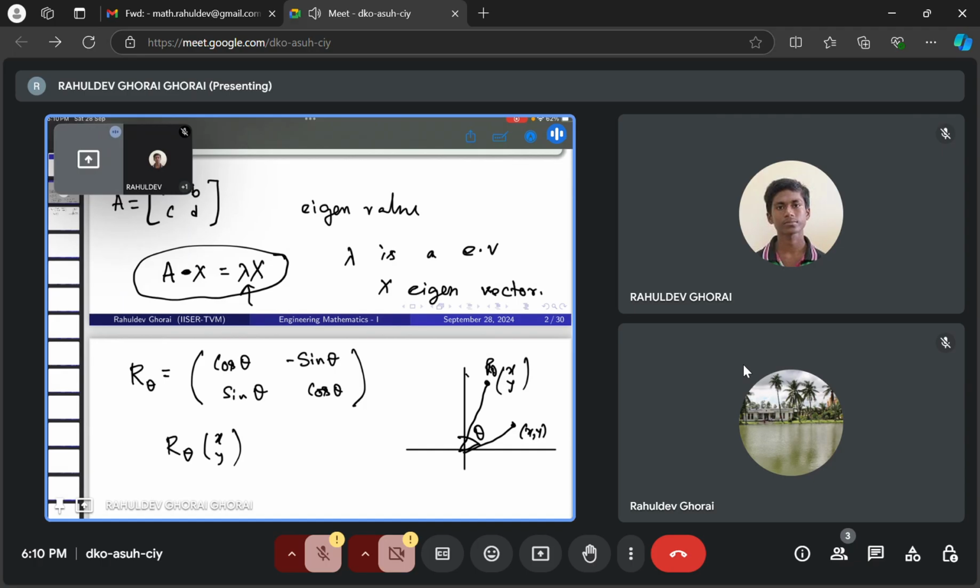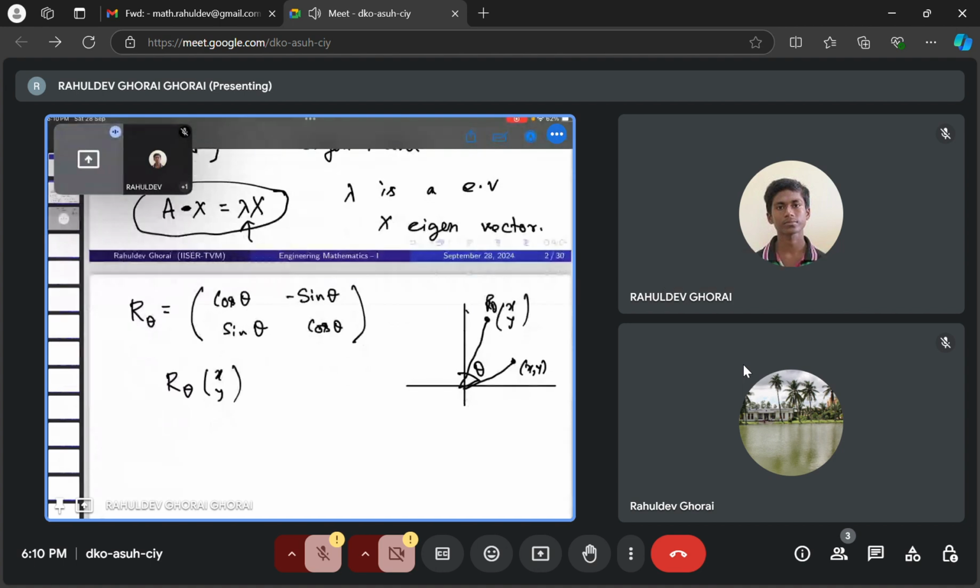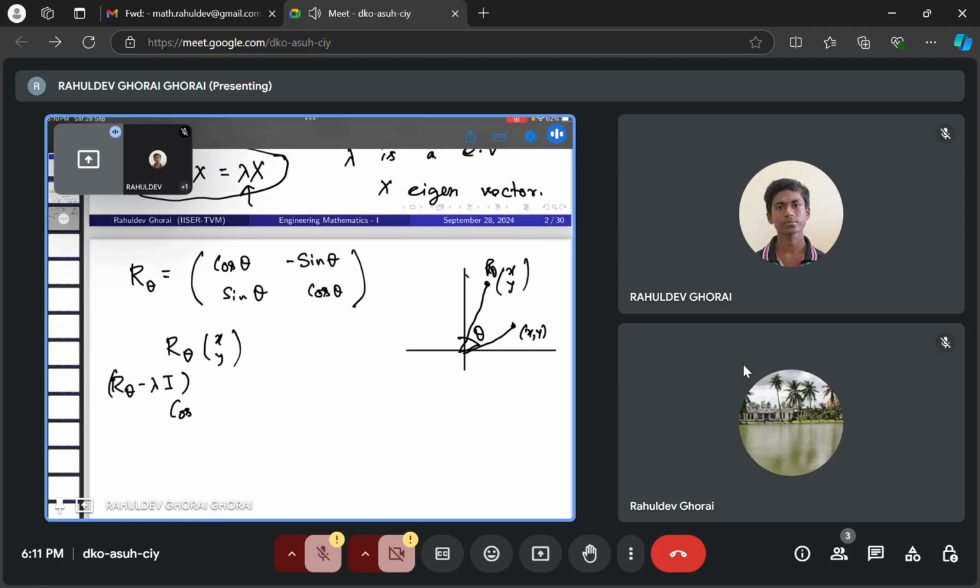For all values of theta, how do you evaluate the eigenvalue? To do this, R theta is a matrix, and you make R theta minus lambda times I. That determinant has to be 0. Why am I telling this? We have Ax equal to lambda x, right? From there you want to find an eigenvector x, so you have to find a non-zero solution of this system.